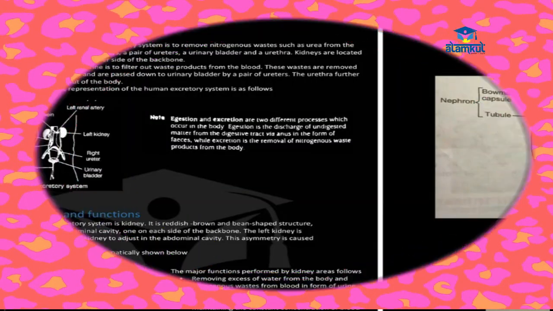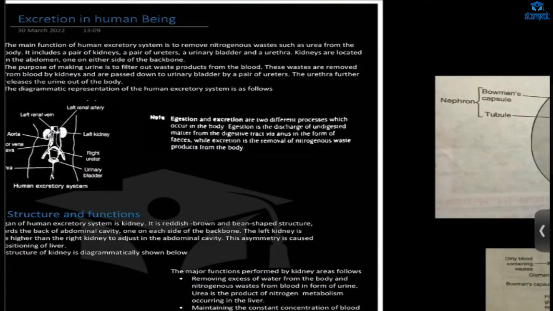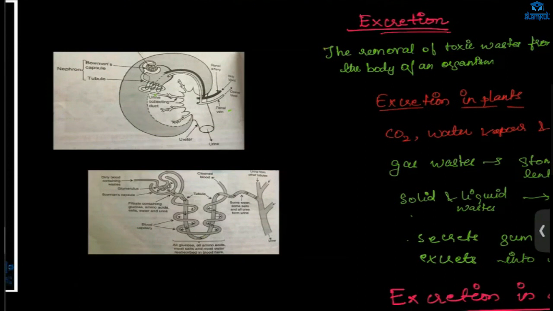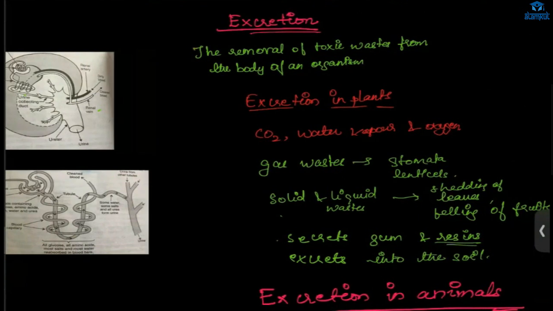Today we are going to learn about excretion, the excretory system. First, what is excretion? It is the process of getting rid of waste from the body, the removal of toxic waste. Our body has many different biochemical reactions, and they also produce toxic substances. The process of removing that is called excretion.